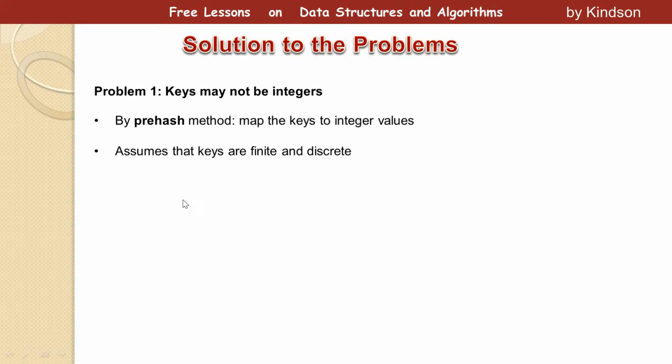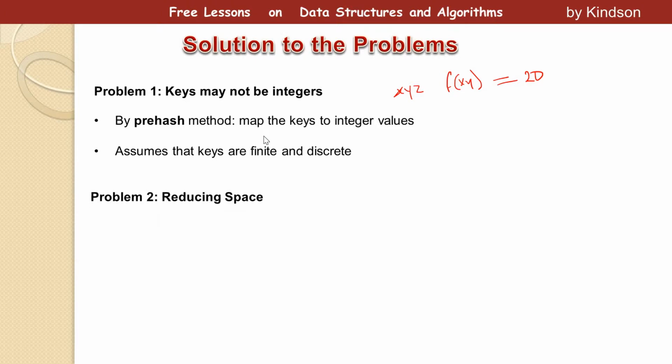So you have something like this. You have a way to map. For instance, you have a key called x, y, z. So you have a function that maps x, y, z and gives us, let's say, 20 or whatever it is. So some applications try to implement the prehash method that tries to map keys to integer values, but this makes an assumption which might not always be practical.